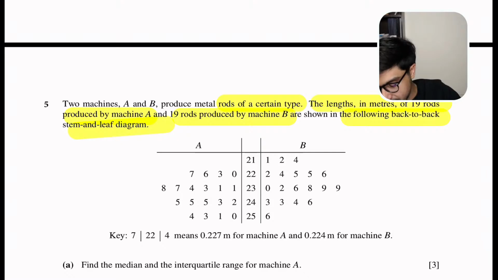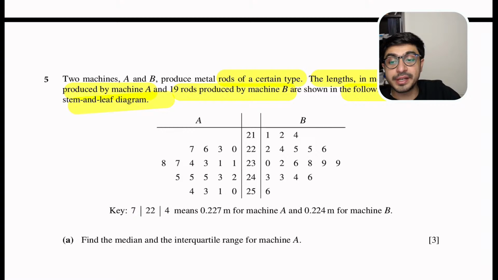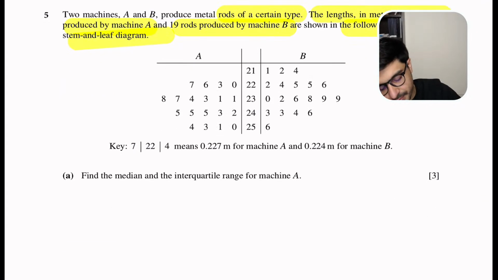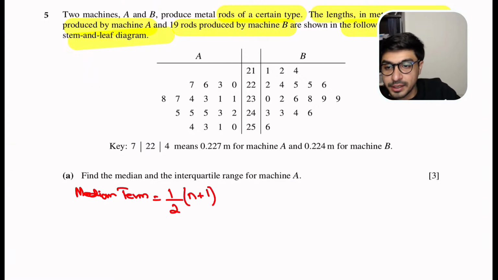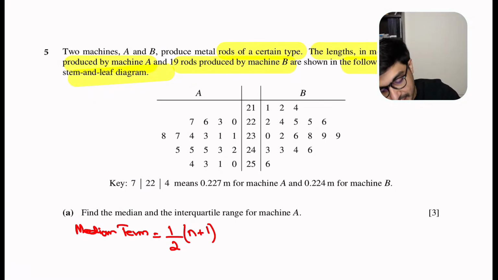To find the median value and the interquartile range, first of all we need to figure out the median term, and then we're going to figure out the median value. There's a formula to figure out the median term, and that is 1 upon 2 into n plus 1. The total number of values in A is 19 rods, right? So 1 upon 2 multiplied by 19 plus 1 is 20. So it's going to be the 10th term, right?